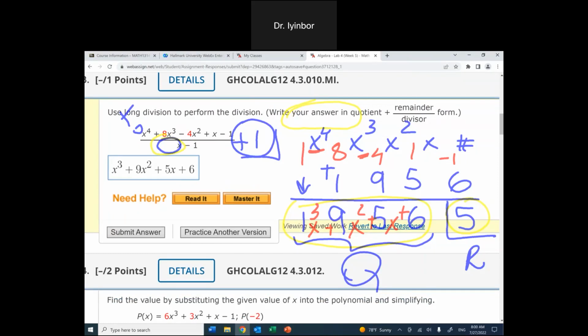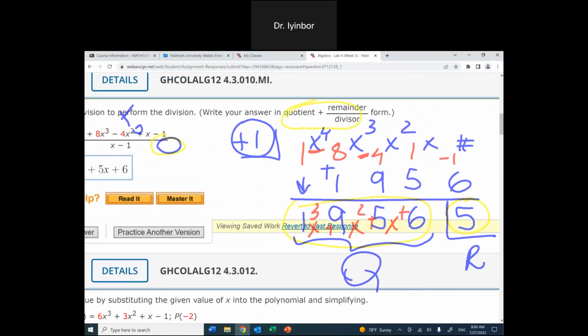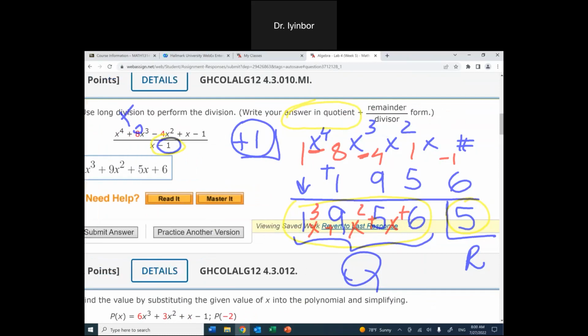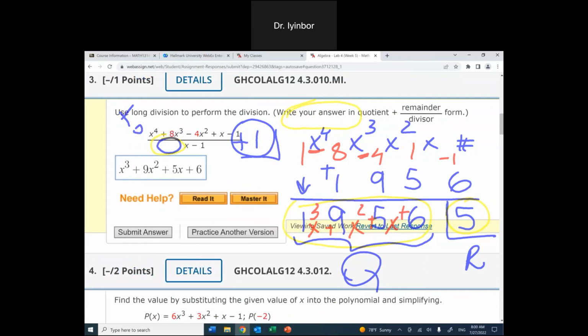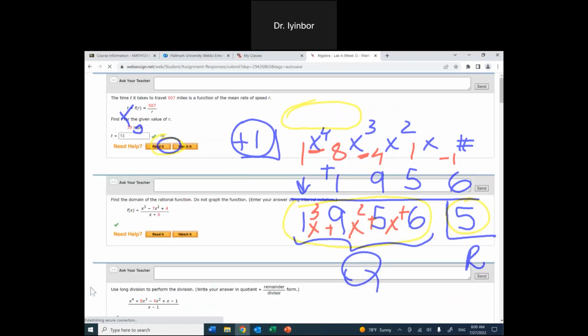And then they want the answer as remainder over divisor. So I have plus the remainder, 5, over the divisor, x minus 1. And that's exactly how you're going to put your answer there. And I'm going to submit it so you can see it's the correct answer. Okay, so that's all you're doing.